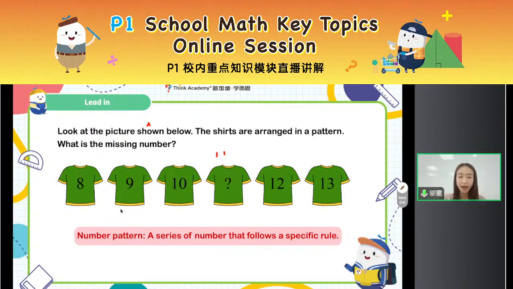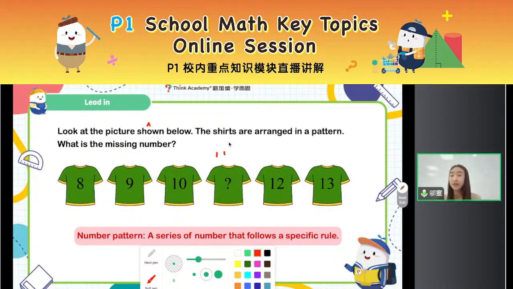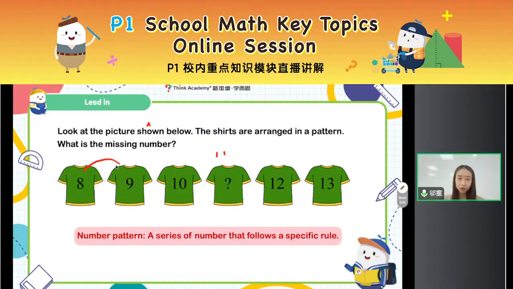So what is the pattern like? From 8 to 9 to 10 to 11, 12 to 13, is this pattern increasing or decreasing? Is it going up or going down? Yes, for sure. Every single time you can realize the numbers keep going up, and every time we add 1 to the previous number. Exactly, 10 plus 1, that's how we get 11.